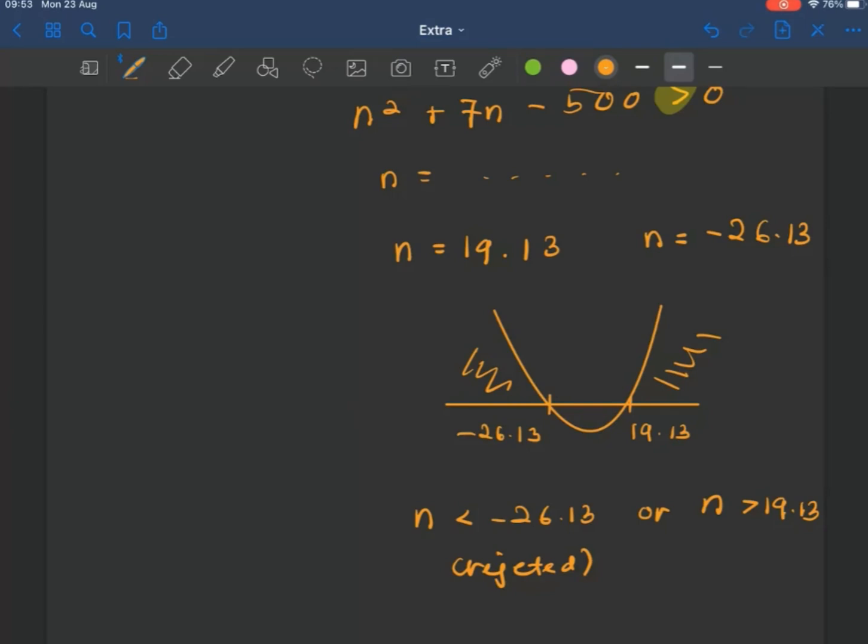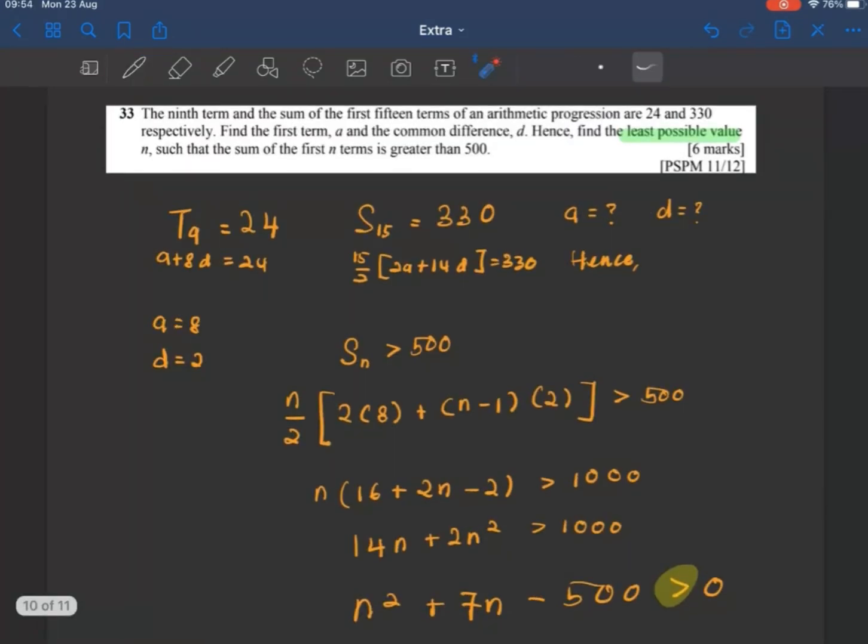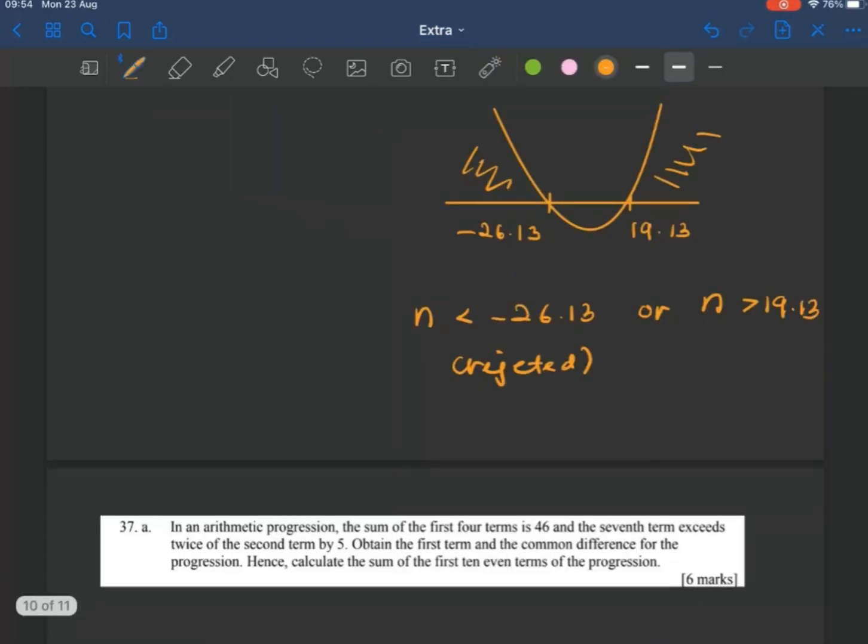Dan logik tak untuk n jadi greater than 19.13? Logik lah, ni logik, tapi kita tak cakap lah sebab soalan tu cakap find the least possible value of n, bukan dia suruh cari range of n. Okay, so what is going to be our final answer? 20. Since n greater than 19.13, the least possible answer is n equals to 20. Okay.